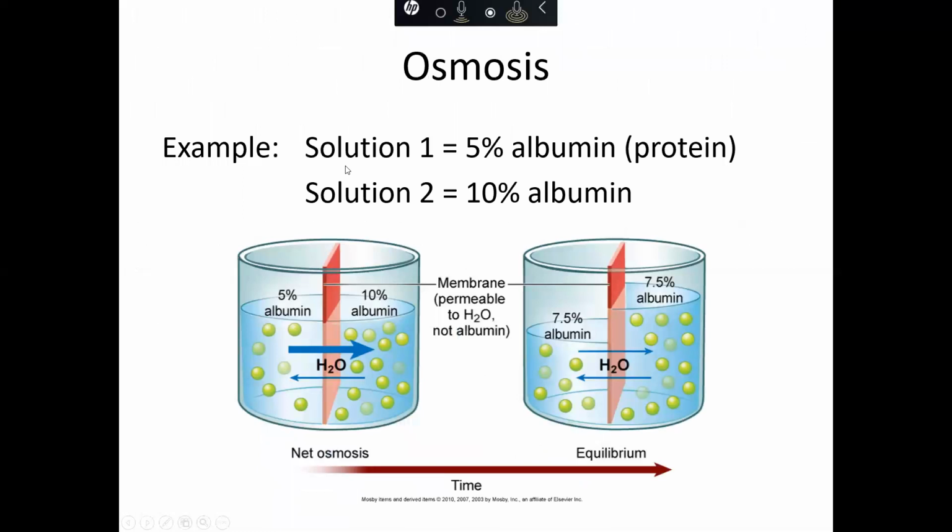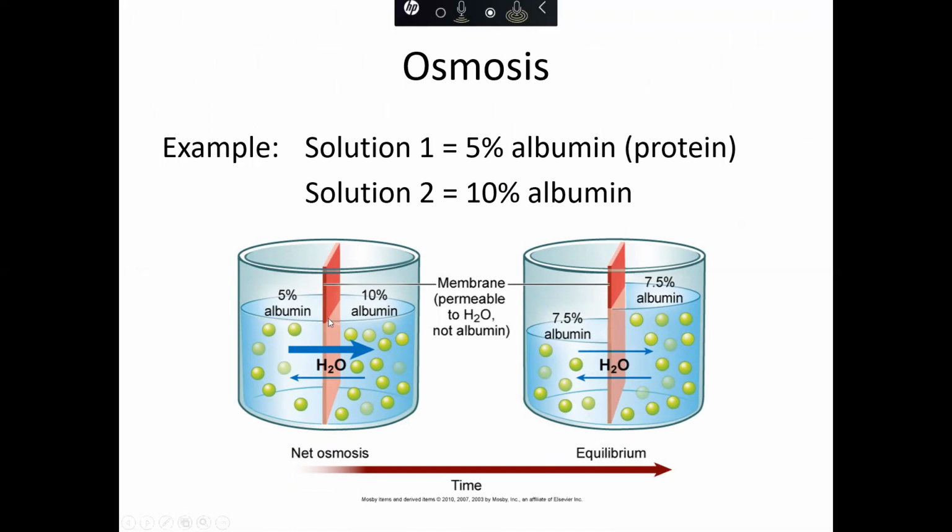So I kind of use this illustration a little bit more than the one that is on that slide, just to kind of explain this in greater detail. So we've got an example here at the bottom, solution 1 and solution 2, with either 5% albumin for solution 1 and 10% albumin for solution 2, albumin being a protein that dissolves in water.